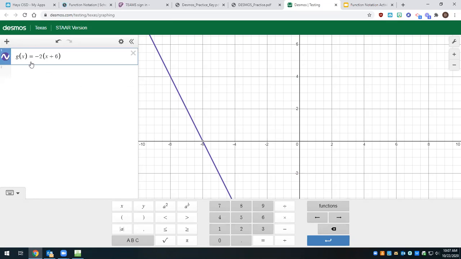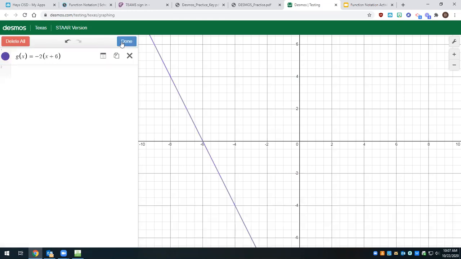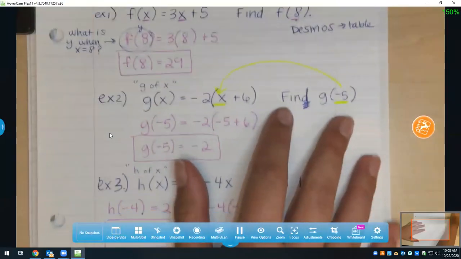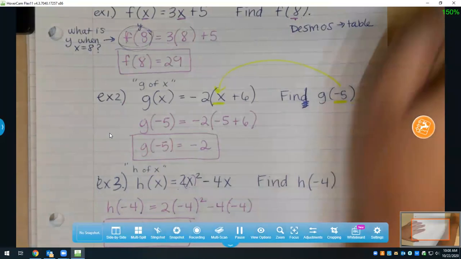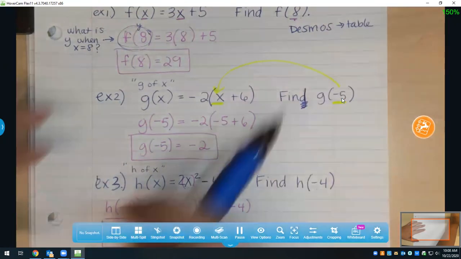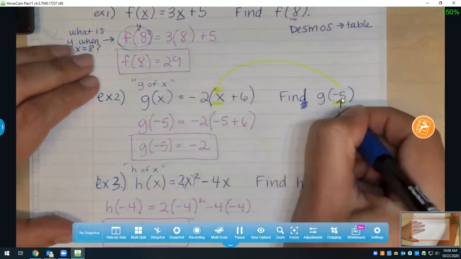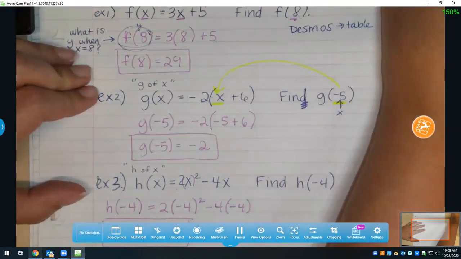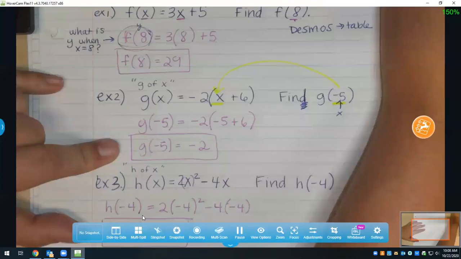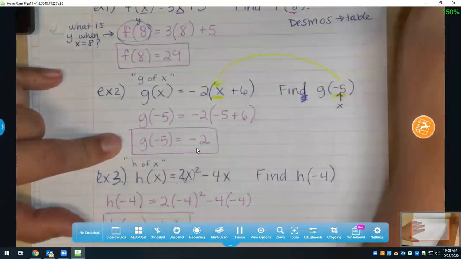Okay, so I typed in g of x equals -2 times parentheses x plus 6. I'm going to hit the gear icon, and I'm going to convert it to a table. Now, I want to evaluate this one. So remember example 2, we did g of -5. So what this really is asking is, what is the y value when x is -5? So we're going to plug in or check in our table, when x is -5, what is y? And you should see that as long as we haven't messed up, we're getting the same thing.